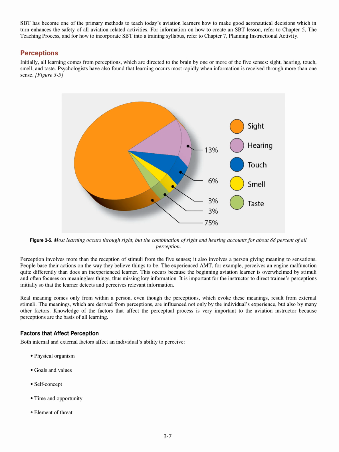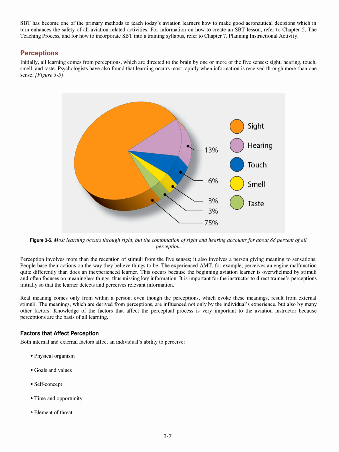SBT has become one of the primary methods to teach today's aviation learners how to make good aeronautical decisions, which in turn enhances the safety of all aviation-related activities. For information on how to create an SBT lesson, refer to Chapter 5, The Teaching Process, and for how to incorporate SBT into a training syllabus, refer to Chapter 7, Planning Instructional Activity.